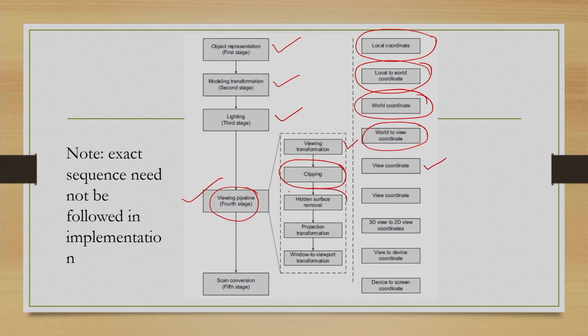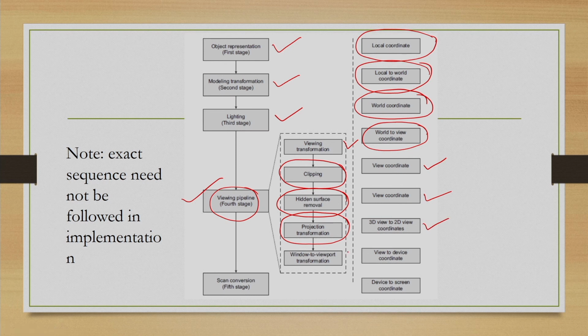Then whatever is there inside the view volume are further processed to remove hidden surfaces with respect to a particular viewer position. This also takes place in the view coordinate system conceptually. After that, we project the view coordinate scene to a 2D view coordinate system. So, from 3D view coordinate system to 2D view coordinate system, and this transformation is the projection transformation.